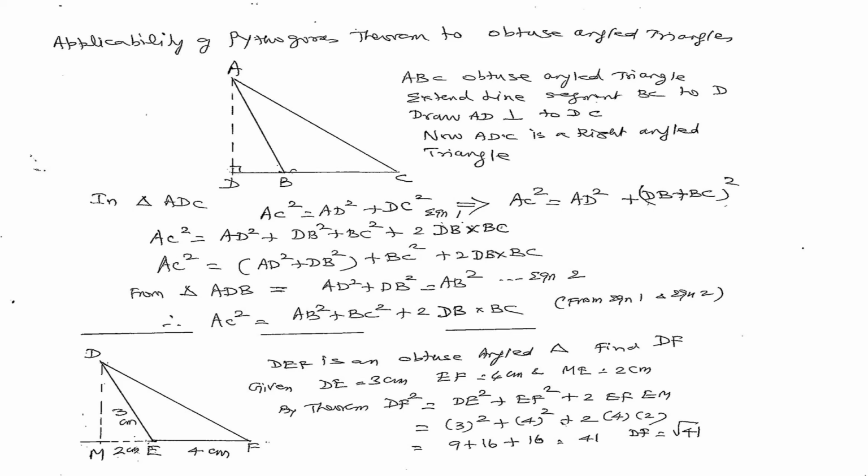In the problem given below, DEF is an obtuse angled triangle. Find DF given DE is equal to 3 cm, EF is equal to 4 cm, ME is equal to 2 cm. By theorem above, DF squared is equal to DE squared plus EF squared plus 2EF into EM. Therefore, 3 squared plus 4 squared plus 2 into 4 into 2 is equal to 9 plus 16 plus 16, is equal to 41. DF, the side opposite the obtuse angle, is square root of 41.